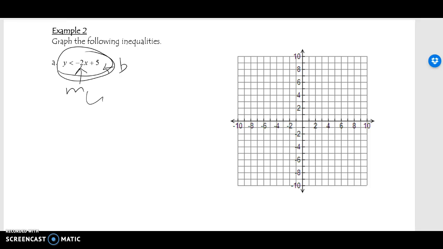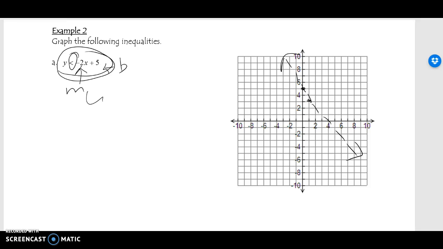So we can first sketch this by plotting our y-intercept at 5. Slope is -2, so we'll go down 2 and over 1. Because of this inequality, our boundary line is going to be dashed rather than solid. Now we have to add the shading.